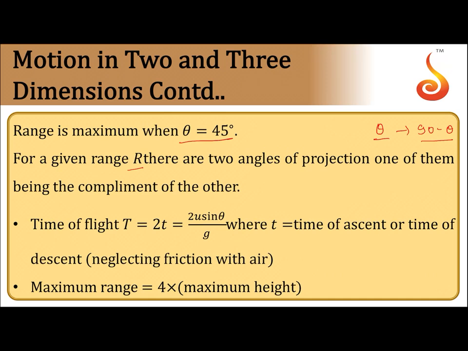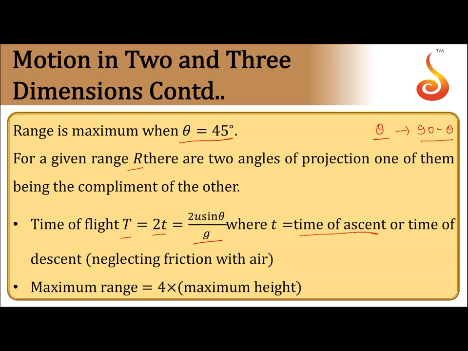Then time of flight of a projectile is given by T is equal to 2t, where small t is the time taken to ascend or descend. So time of flight is the time for which the projectile stays in air. That is given by 2u sin theta by g. Time of ascent is half of that, that is u sin theta by g, and time of descent is also equal, u sin theta by g. So total time of flight will be 2u sin theta by g.